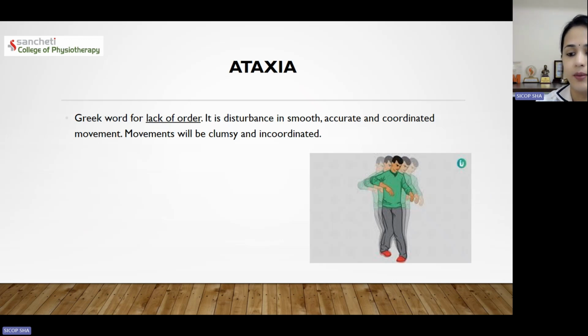Now let's see what the clinical presentations and clinical signs in cerebral ataxia are. As I'm saying cerebral ataxia, the first thing we should know is what ataxia is. It is a Greek word which means lack of order. Lack of order in what? There is going to be lack of order in movements. There is going to be disturbance in the movement. It is not going to be smooth, accurate, and coordinated. That's why in ataxia, the movements are clumsy and incoordinated.